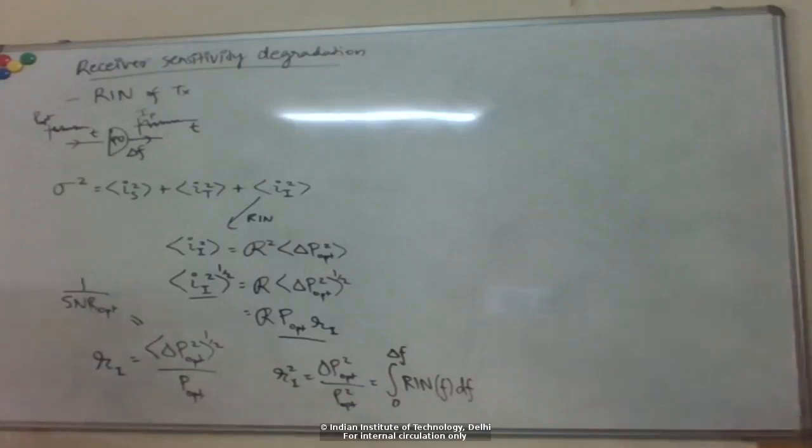Typically, if you look at semiconductor laser sources, the optical SNR is at least 20 dB, right? Which means this Ri is typically less than, so 20 dB is 100 in natural units, so this is less than 0.01. Okay, so that's the level of Ri we are talking about.